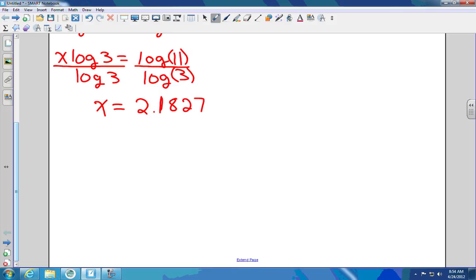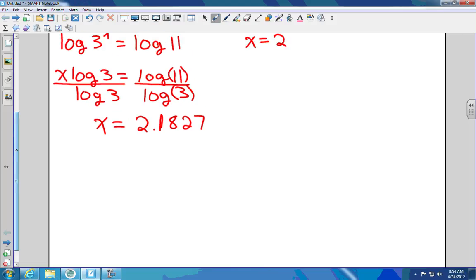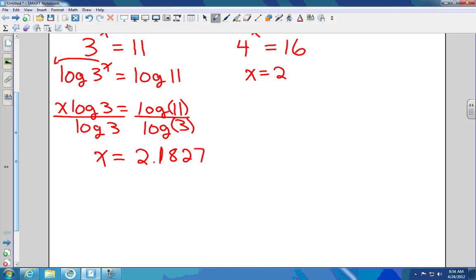What's 3 squared? So wouldn't you expect, if you're getting 11, the x to be just a little bit bigger than 2? 3 squared is 9. Expect that. So you can check to see if your answers are realistic or not.